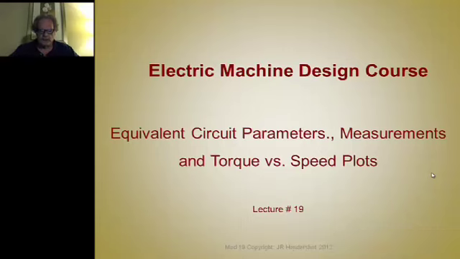We've come to lecture number 19, which is entitled The Equivalent Circuit Parameters and the Measurements of the Equivalent Circuit Parameters for use in calculating torque and plotting torque speed curves. And this is all relative to the induction machine.